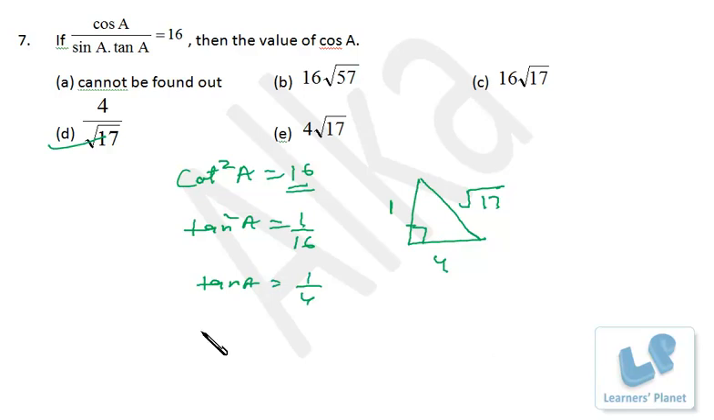Now friends, here I would like to share a concept with you. Be careful about it. Just listen to me carefully. See, if tan square is 1 by 16, tan a will be 1 by 4, or tan a can be minus 1 by 4 as well, right? So in that case, what will happen?